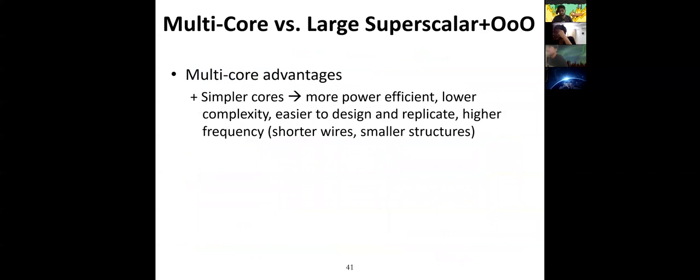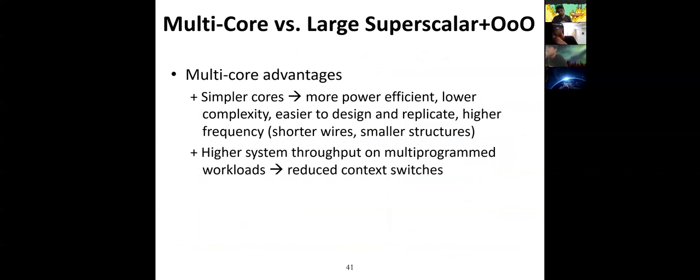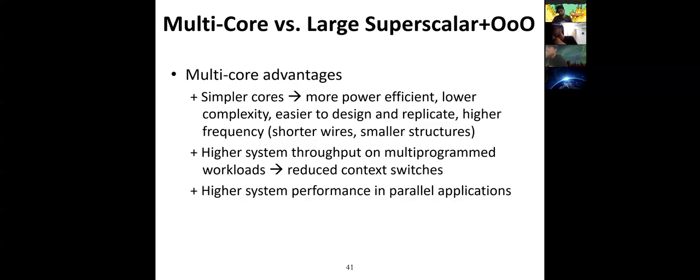So what are the multi-core advantages versus a large superscalar or out-of-order core? Simpler cores, more power efficient, lower complexity. Easier to design and replicate, high frequency, shorter wires, smaller structures, all these benefits. Higher system throughput on multi-program workloads, reduced context switches, and high system performance in parallel applications. Those are the advantages of multi-core, which academia identified quite early. It's just that not everything was ready then.